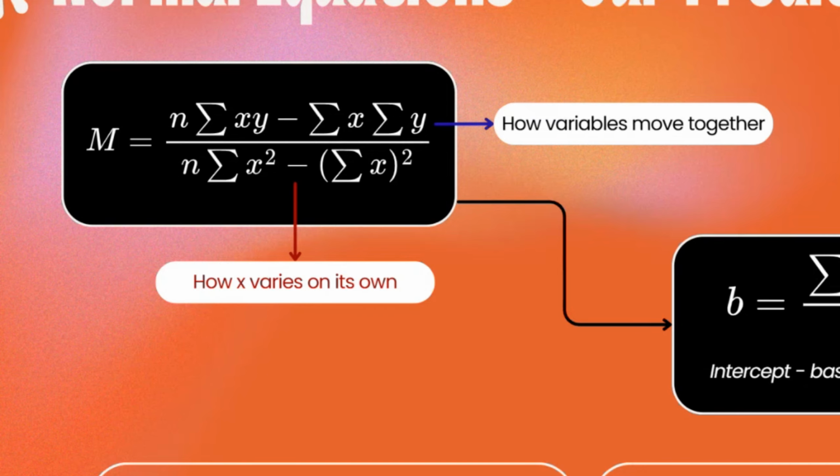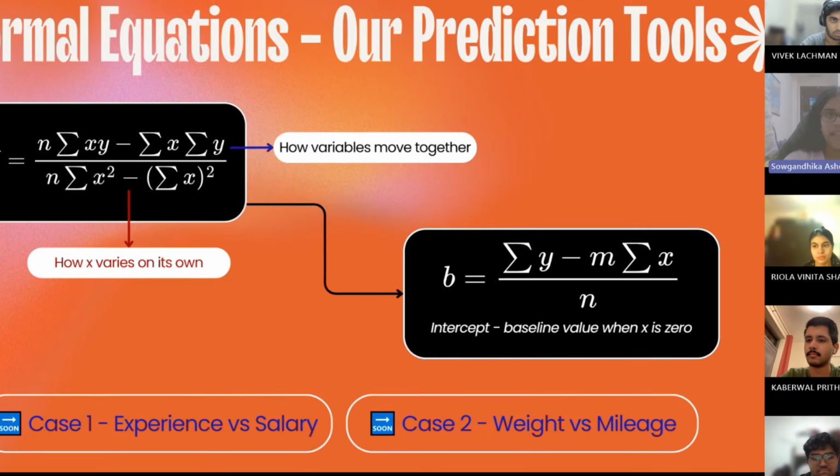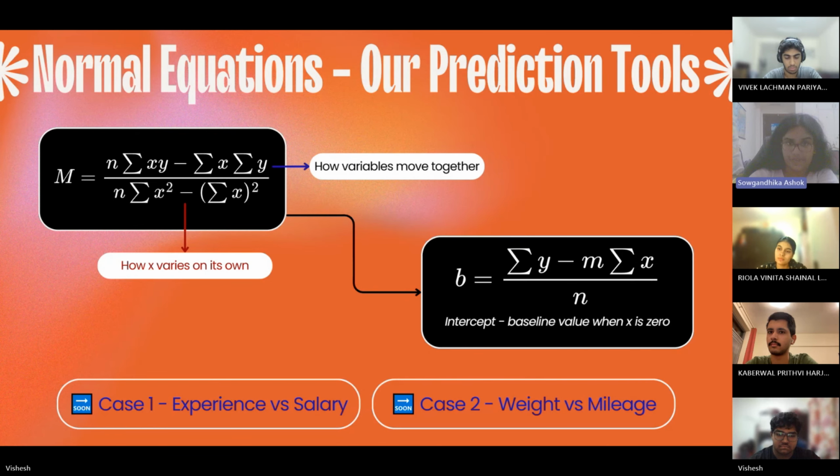Once we have m, b is straightforward. Sum of y minus m times sum of x, divided by n. It takes the average y and subtracts the slope's contribution. What's left is the baseline. So we calculate m first, b depends on it. That order never changes. Same formula, two completely different data sets, two completely different stories.